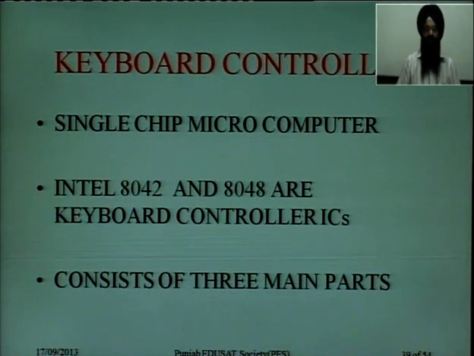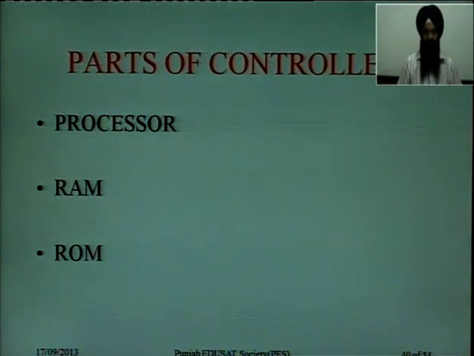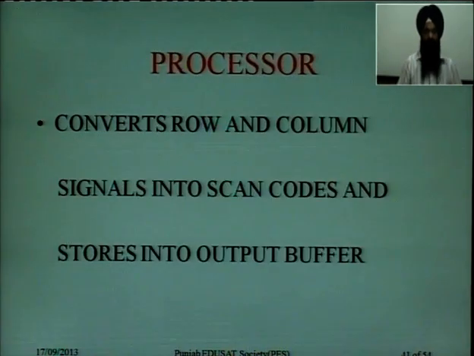The keyboard controller is a single chip microcomputer. Intel 8042 and 8048 are keyboard controller ICs, and it consists of three main parts. These are the processor, RAM, and ROM. The main parts of the controller are the processor, then random access memory, and read-only memory.